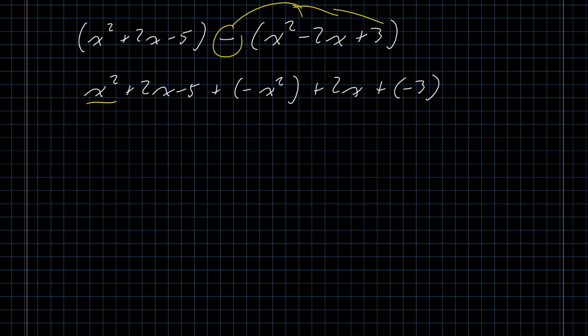At this point, I'm going to take some shortcuts. We have x squared minus x squared, which is 0x squared, but 0 times anything is just 0. Adding 0 doesn't change anything, so we can leave that term off entirely. But then we have 2x and another 2x. All told, that's 4x. And then we have minus 5 and another minus 3. They're both negative. So that's going to all told be minus 8.